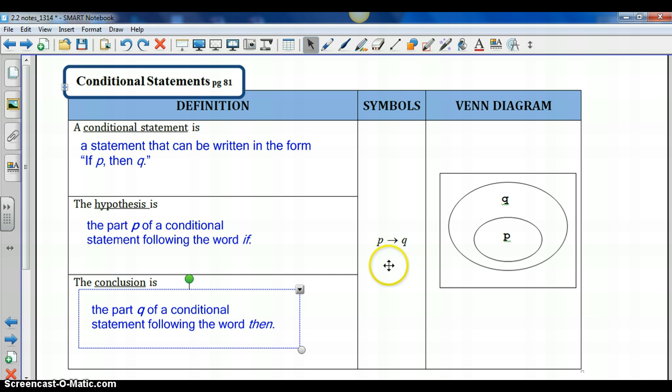So we could represent it with symbols. If P, then Q is how this would be read. We can also represent this with a Venn diagram. If something falls in the P category, then it also falls in the Q category according to this Venn diagram.